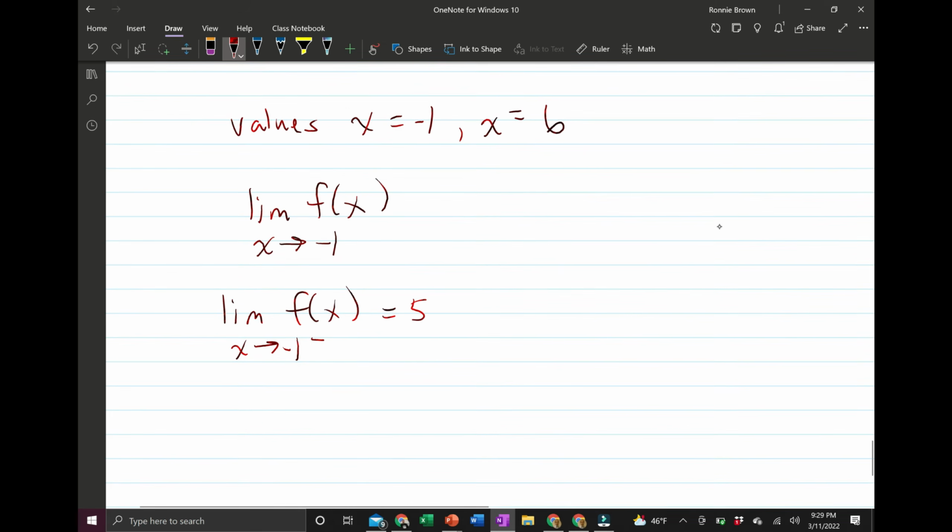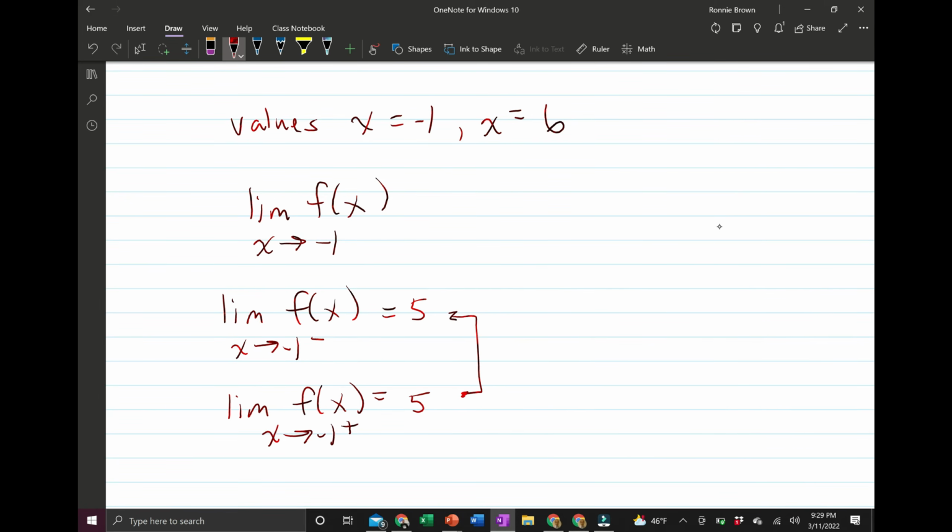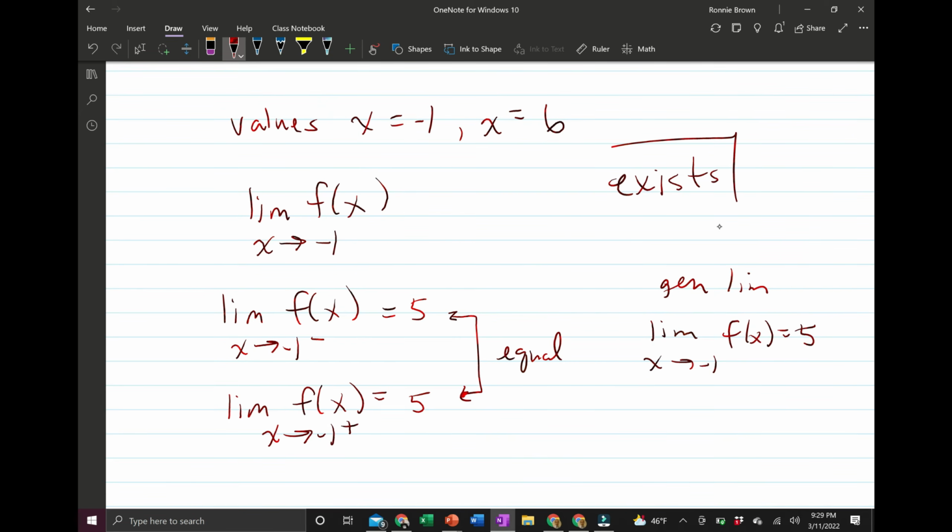And I'm going to write underneath it, the limit of f of x as x approaches -1 from the right is equal to 5. And you see that they're equal, right? They're both equal to 5. And then the general limit, the limit as x approaches -1 of f of x equals 5. So for us, the limit exists. That limit exists.